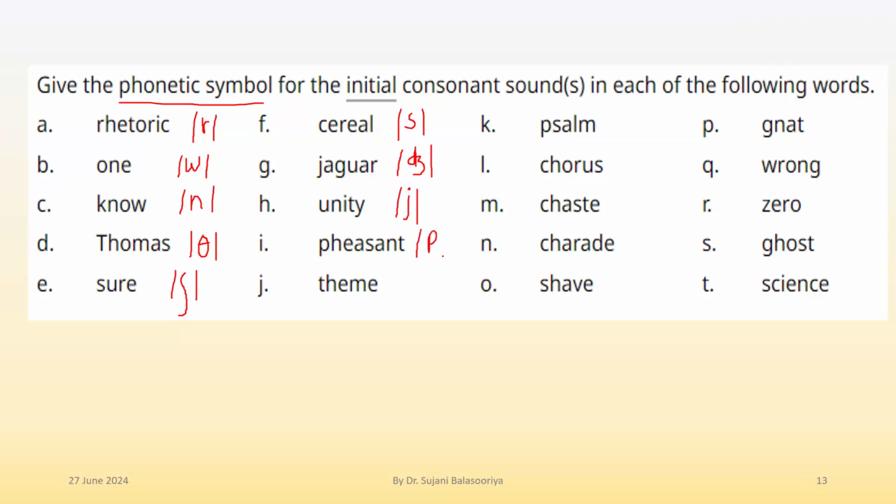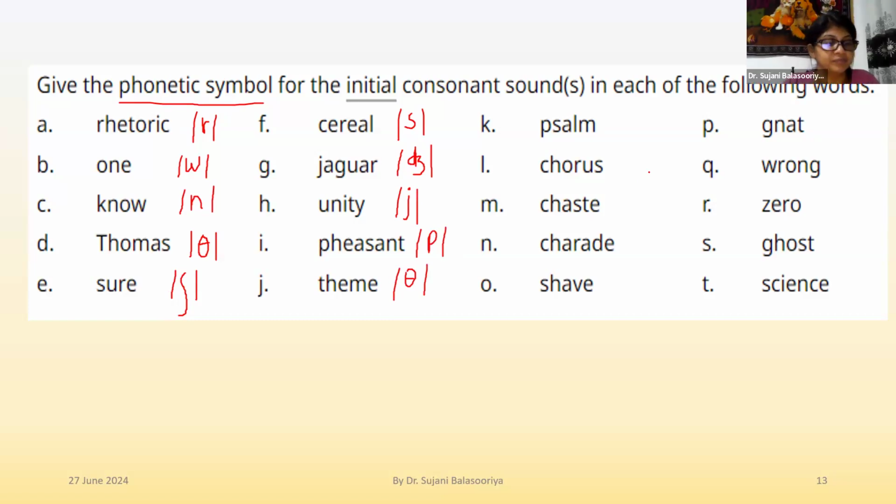Peasant, P. per, and next word, theme. Here P. also we get sound, right? And what about the next word? How do you say? Sam. S. S. Sound, right? Per is silent there. Right. The next one, K.